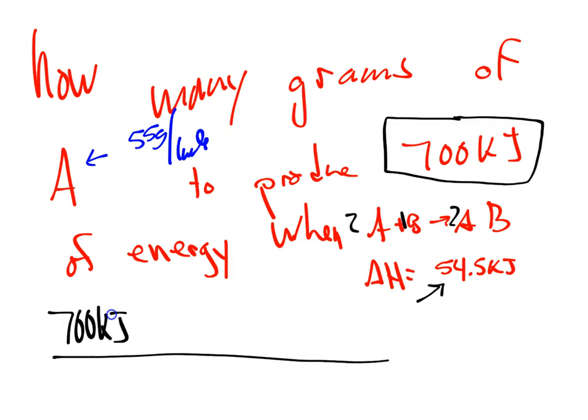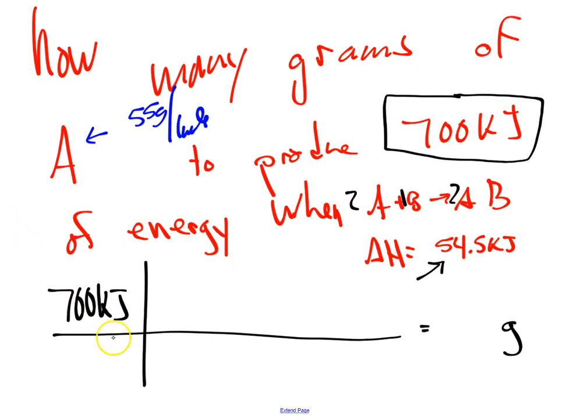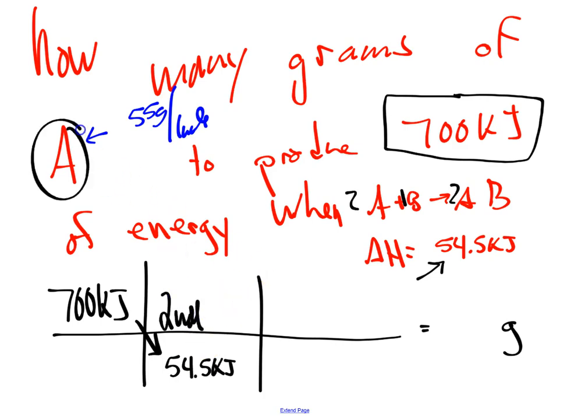And what do I want to solve for? Grams. So I'm going to come over here and I'm going to follow the same process we've been going through. How do I get rid of kilojoules? I have to put it down there. So it is this now, correct? 54.5 kilojoules, and that's per every what? 2 moles this time. Because we're talking about A, and A has what in front of it?